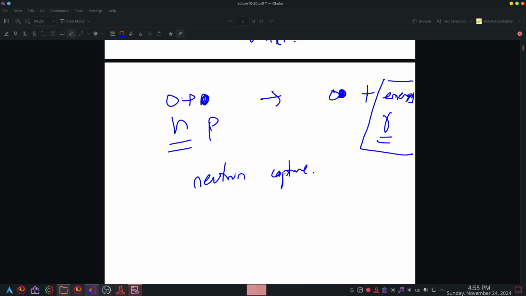So in order to split up this deuterium nucleus into the neutron and proton, you need to supply energy to separate them. So that's the binding energy that we are talking about here.